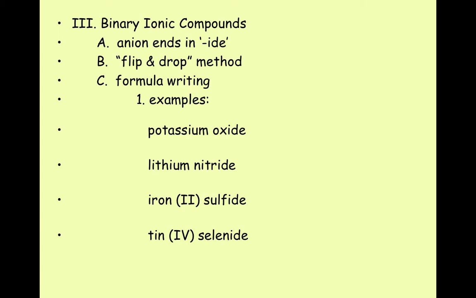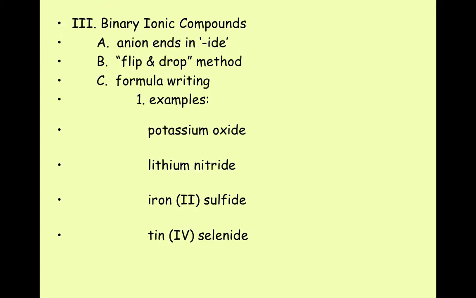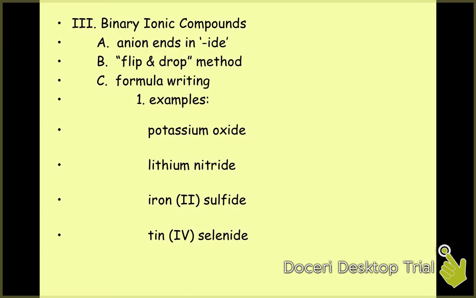But with binary ionic compounds, we want to keep in mind the cation name stays the same. The anion ends in "ide." And then we're going to use this flip and drop method, which I'm about to teach you. In order to write chemical formulas, which we're going to do now, you have to know the charges that elements take on. So potassium has a charge of +1, so it's K with a +1 charge. Oxide has a charge of -2.